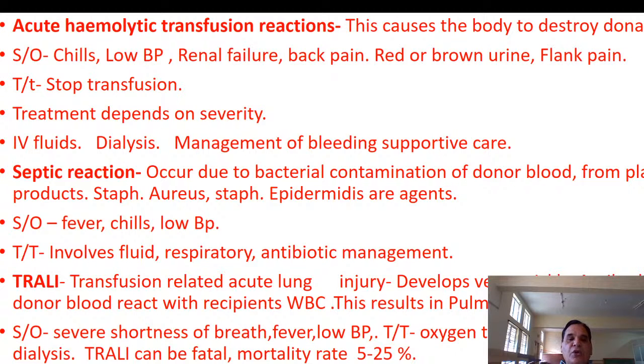This is acute hemolytic transfusion reaction. Previously it was acute non-hemolytic. What is it here? The body destroys the donated RBCs. Okay, the donated RBCs are destroyed by the body itself. There is a chance of renal failure, hypotension, hematuria, and flank pain. Remember, whenever a patient complains of pain in the flank related to kidney, always think of a hemolytic transfusion reaction. Treatment, stop transfusion, and depending on severity, IV fluids, dialysis. Sometimes bleeding supportive care has to be done.